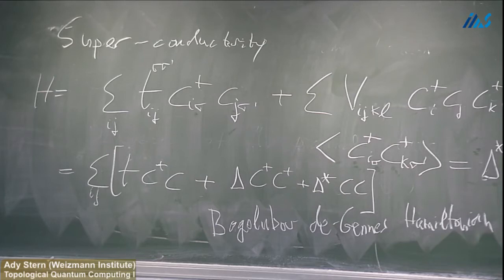Exactly. The Bogoliubov-de Gennes Hamiltonian is a mean field approximation to the BCS Hamiltonian, and it turns out like all mean fields in certain limits, it's perfect, and in other cases, it's almost perfect, and we will assume we're in those limits.